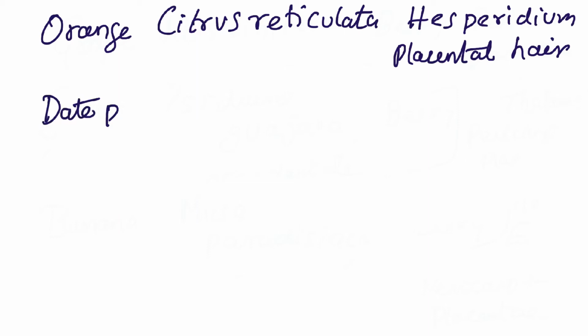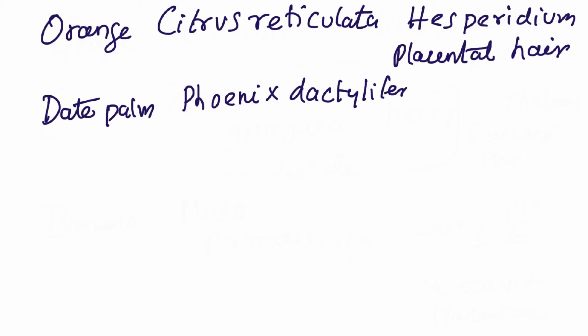Going on to the next example, the date, Phoenix dactylifera. It's a berry, and the pericarp is the edible part. Date, as we know, is a single-seeded fruit, and it's a berry, and the pericarp is the edible part.